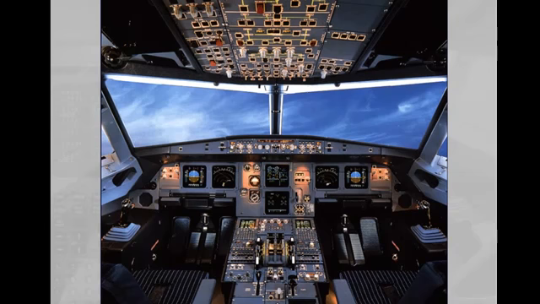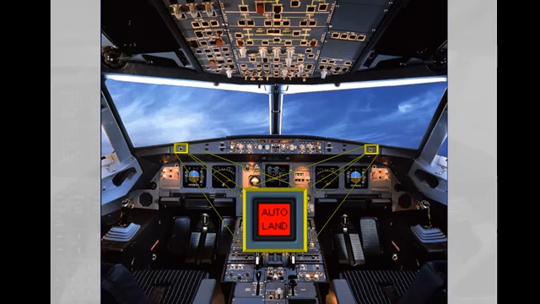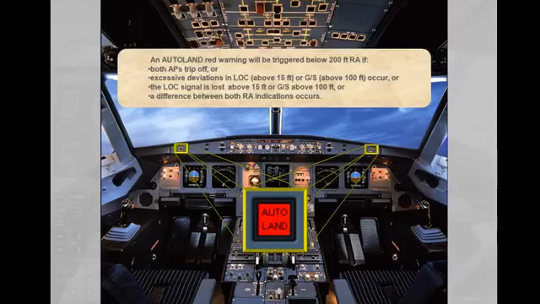An autoland red warning will be triggered below 200 feet radio altimeter if both APs trip off, or excessive deviations in lock above 15 feet or glide slope above 100 feet occur, or the lock signal is lost above 15 feet or glide slope above 100 feet, or a difference between both radio altimeter indications occurs.